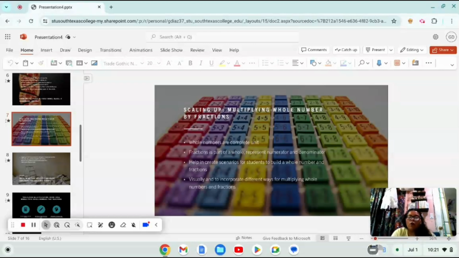Fractions are parts of a whole, represented by a numerator and denominator. Fractions, on the other hand, represent part of a whole. The numerator, the top number, indicates how many parts of a whole you have, while the denominator, the bottom number, indicates into how many equal parts the whole is divided.